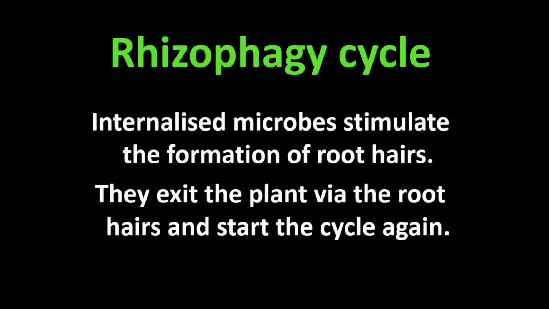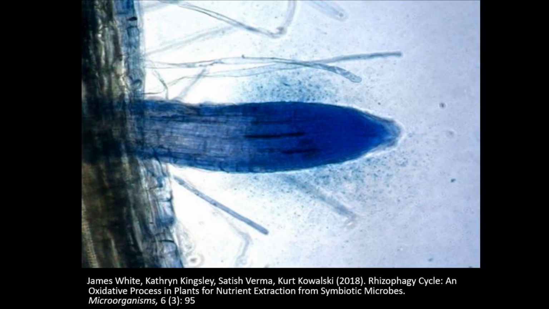So plants nurture microbes in the root zone. They enter the root tip via the soft meristem cells, which are just on those newly growing roots. They're exposed to reactive oxygen. That breaks down their cell walls, releases their nutrients. Those internalised microbes stimulate the formation of root hairs. They exit the plant by the root hairs. They start the cycle again. So that's the rhizophagy cycle.